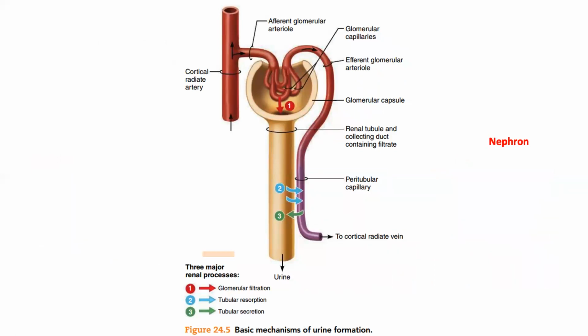And this is the nephron, which includes the glomerular capillary and glomerular capsule, which make the renal corpuscle, and the tubular portion. And where do we get these capillaries? From the afferent arteriole coming from the cortical radiate artery, and leaving the capillaries as the efferent arteriole, which will continue and loop around the renal tubules, and therefore we call them peritubular capillaries. Finally, they will go back into the cortical radiate vein.